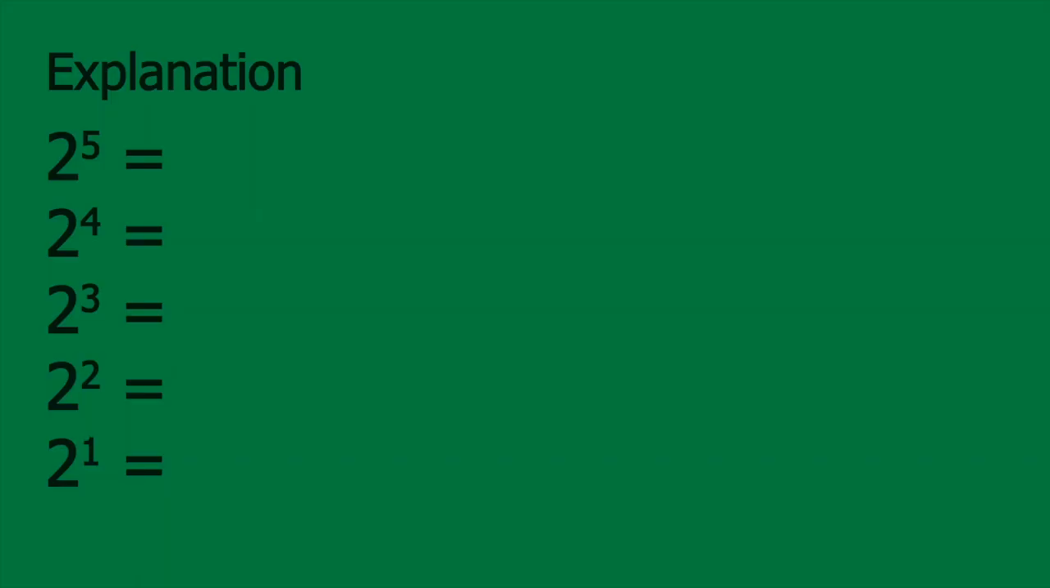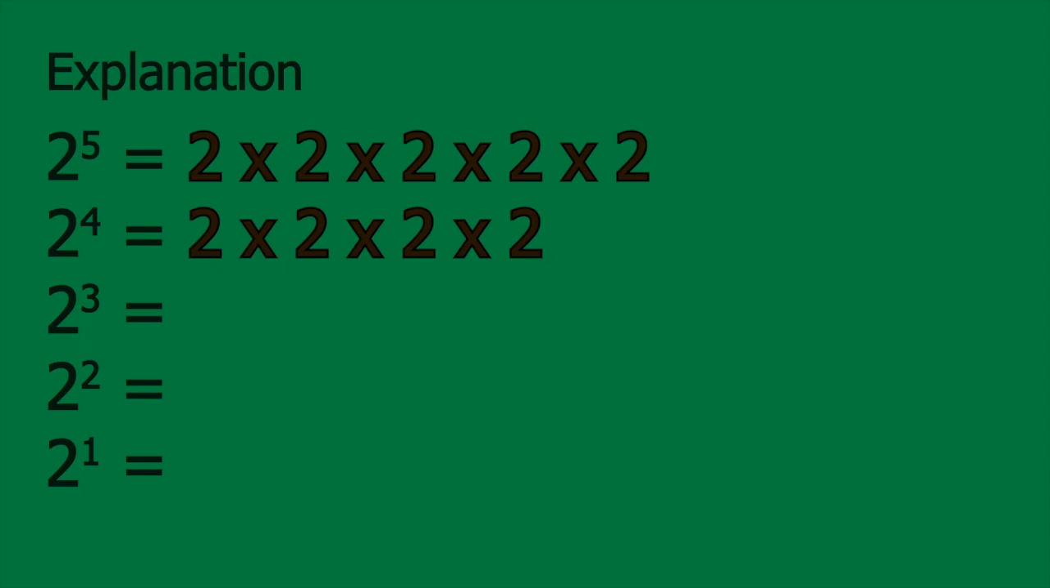Let's use this example as an explanation. I'm going to use a lot of different expressions, so hopefully it's easier to follow along. Let's start off with this. 2 to the 5th power. Well, that's just 2 times itself 5 times. That's fairly simple for us. 2 to the 4th power is 2 times itself 4 times. 2 to the 3rd power is 2 times itself 3 times. 2 to the 2nd power is just 2 times 2, or 2 times itself twice. 2 to the 1st power is just 2.